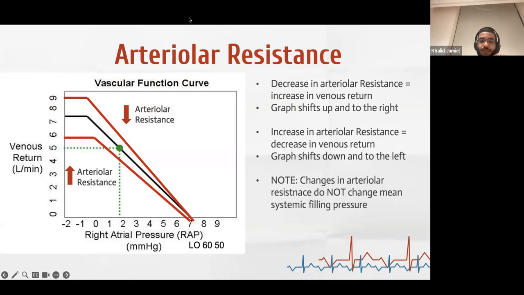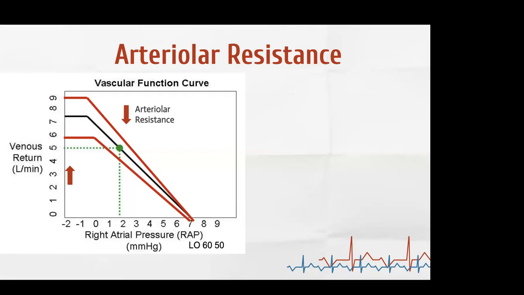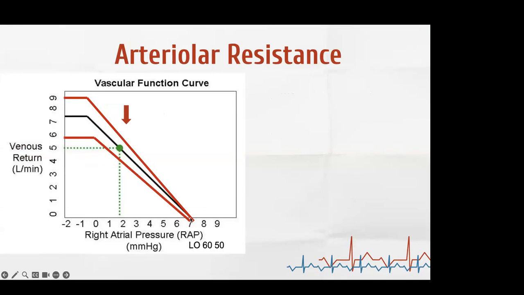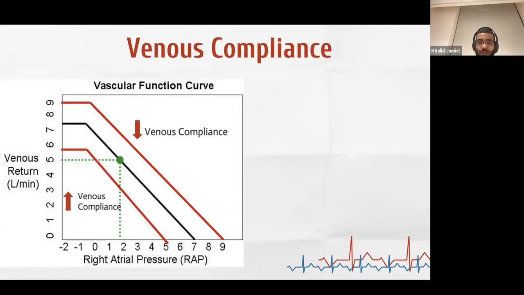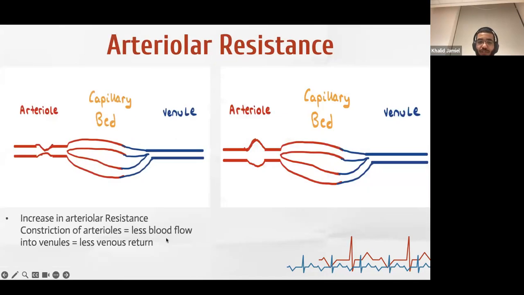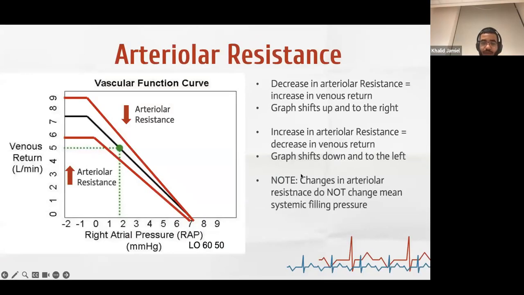Amor, you have a question? Yeah, what you're always saying, mean systemic filling pressure, what's that? So mean systemic filling pressure is the point at which venous return is 0. So this point. Oh, so it doesn't change, even if you change the arteriolar resistance. The graph will change, but this point doesn't change. And in the other two graphs, which are blood volume and venous compliance, it does change. This is very important, and you'll come to know that when you're solving questions, okay? Does everyone get this point?